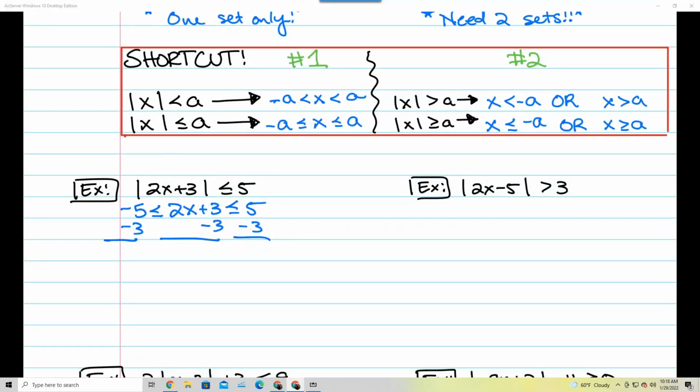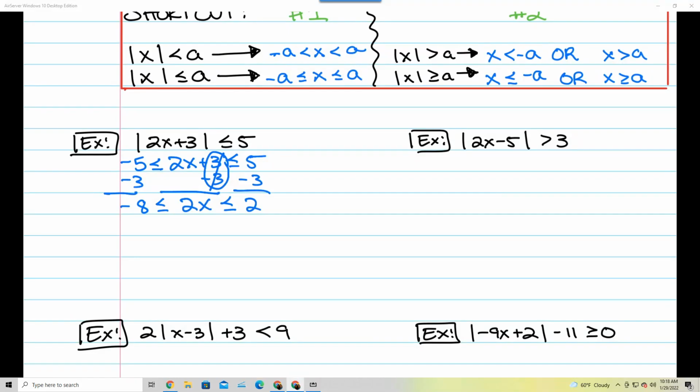When I do that, I get negative 5 minus 3. That gives me a negative 8, is less than or equal to. These are going to cancel out, and the 2x drops, and then is less than or equal to 5 minus 3. That's going to give me a 2. Is the x isolated? Nope. So I'm going to divide everything by 2. The left side is going to get divided by 2, this is going to get divided by 2, and the right side is going to get divided by 2. Negative 8 divided by 2 gives me negative 4 is less than or equal to x is less than or equal to 1. And that's what my solution set is going to look like. It's going to be all the x's between negative 4 and 1.